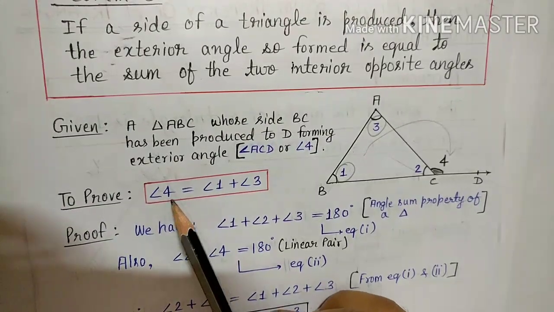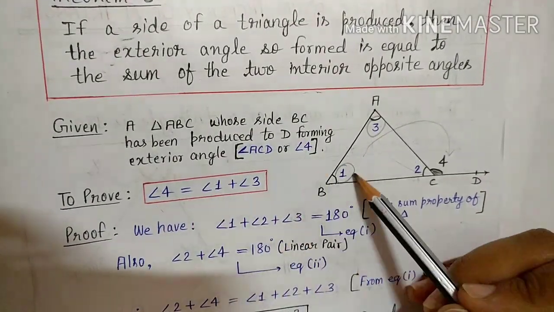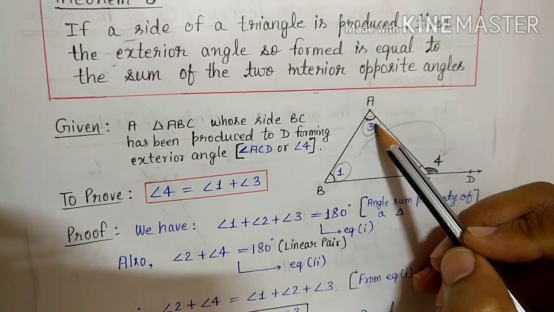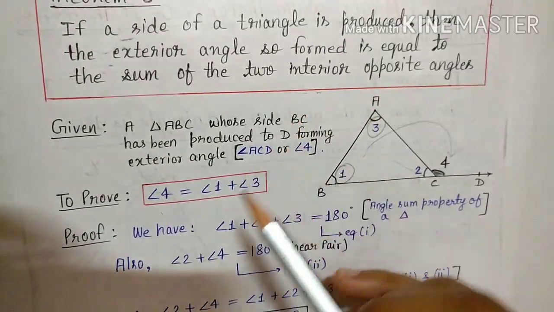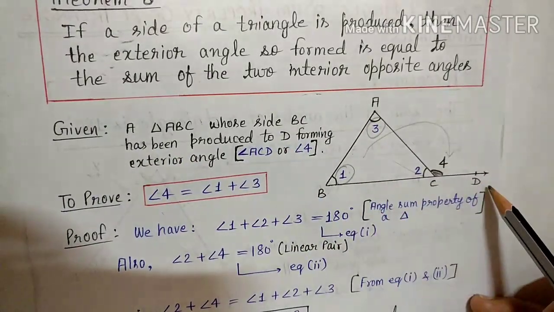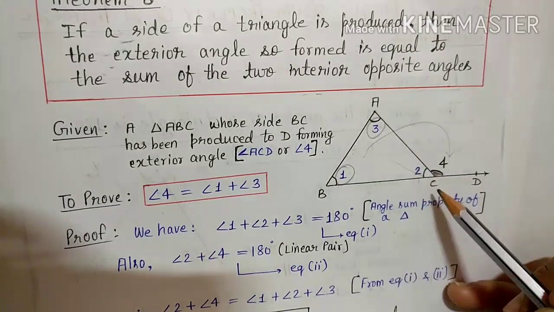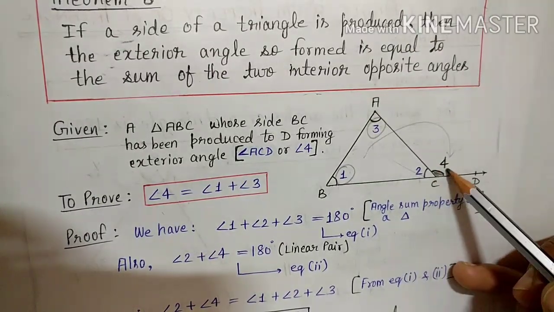So what do we have to prove? Angle 4, this exterior angle, should be equal to angle 1 plus angle 3. Okay, this is the theorem only. Let's prove this theorem. A triangle ABC is given to us, whose side BC is produced till point D, which is forming angle 4 as the exterior angle, or we can say ACD also.